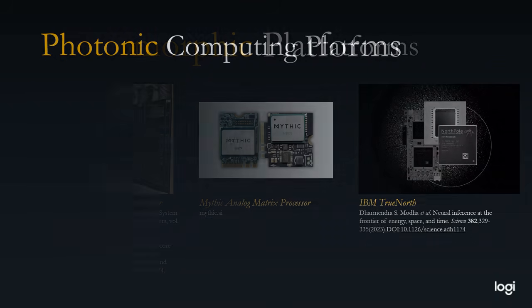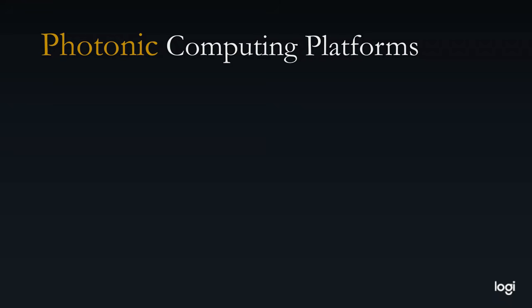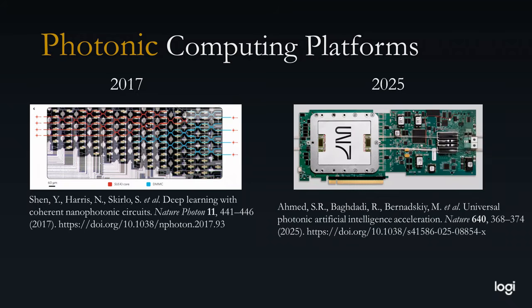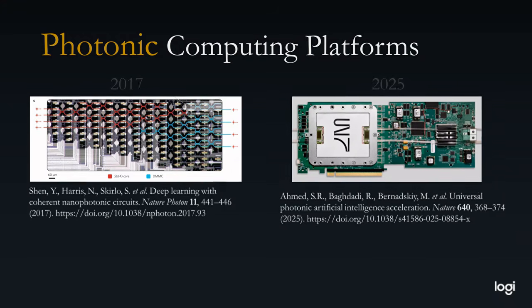This is a very active field and it's very actively evolving. To give you an example or a flavor of that, let's look at two architectures. So this is the first optical neural network, which was developed in 2017. And this is the fairly recent universal photonic artificial intelligence accelerator, or a photonic GPU, developed in 2025. There is a span of 8 years between them, but within these 8 years, a lot has happened.